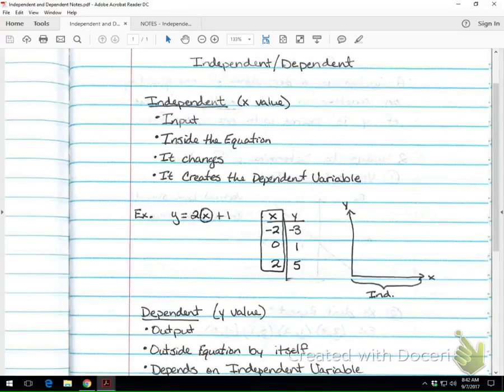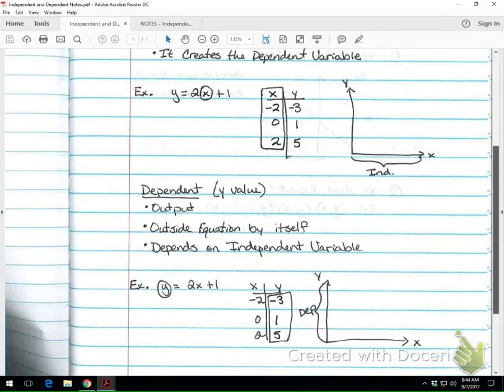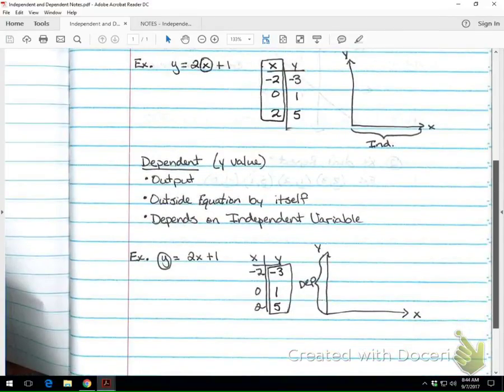Alright, does everybody have this top part, from independent to these examples? No? Okay, I'll leave it up there for a second. I'm going to scroll a little bit so that you can actually see. Is that better?